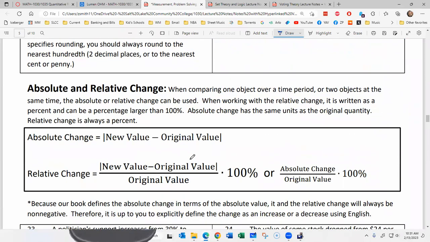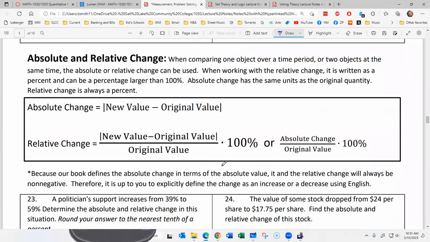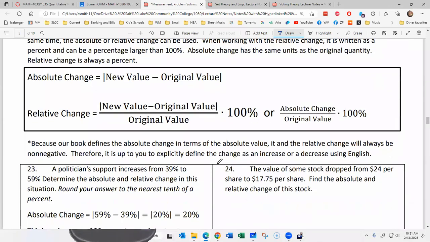All right, absolute change and relative change. The absolute change, this book has the absolute value bars around them. So you always have a positive value for absolute change, which means it's up to you to explain whether that's an increase or a decrease using English. Other books do not have the absolute value around it. And I am actually thinking we should change this book because it's weird to have that. And I'm on the committee that can change this book, so I think we might do it.